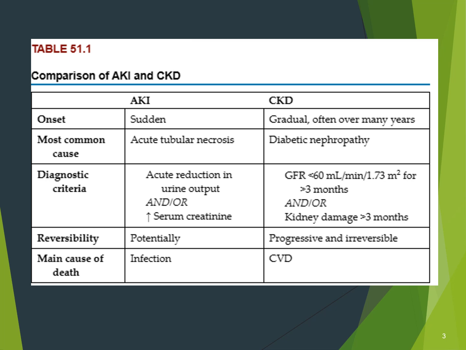Chronic kidney disease is gradual, often over many years. The most common cause is diabetic neuropathy. Diagnosis criteria: it's all about the GFR, which we'll go into more, and/or kidney damage longer than 3 months. It is progressive and irreversible, and the most common cause of death is cardiovascular disease.